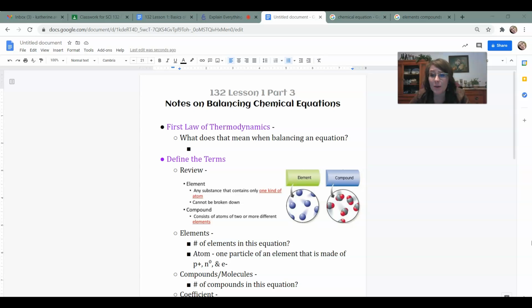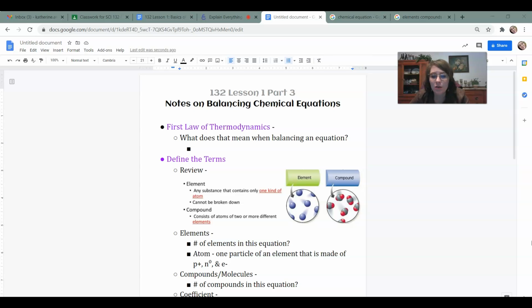So go ahead and get out a piece of paper. You need to title it. We're going to call it 132 Lesson 1 Part 3. 132, of course, is the class number, so that way you know what this goes to, and then which lesson it's part of, so that you don't have to worry about trying to figure that out later if your picture doesn't work or something and you have to get a picture of it again.